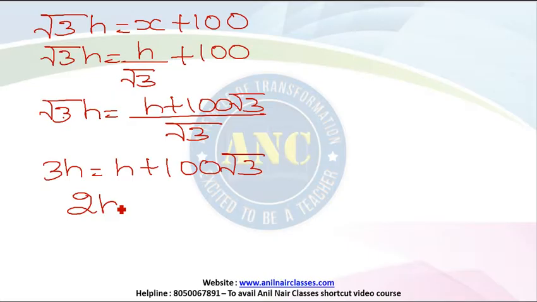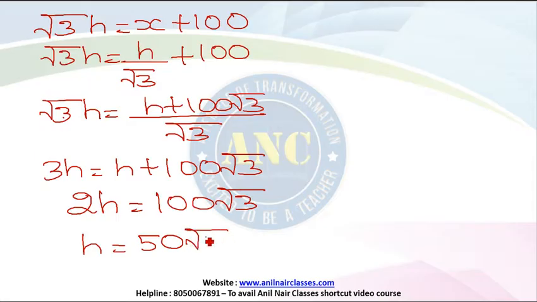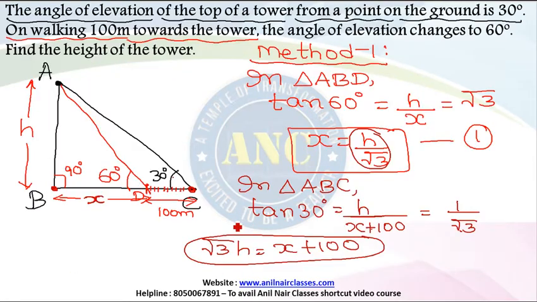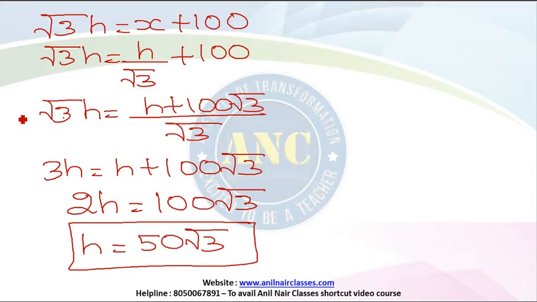3H minus H is 2H. 2H is equal to 100 root 3. H value is 100 by 2 is 50, 50 root 3 meters. The question is, find the height of the tower, which I called H, and that is what I got in method 1 also. So method 1 is giving me the answer as 50 root 3.